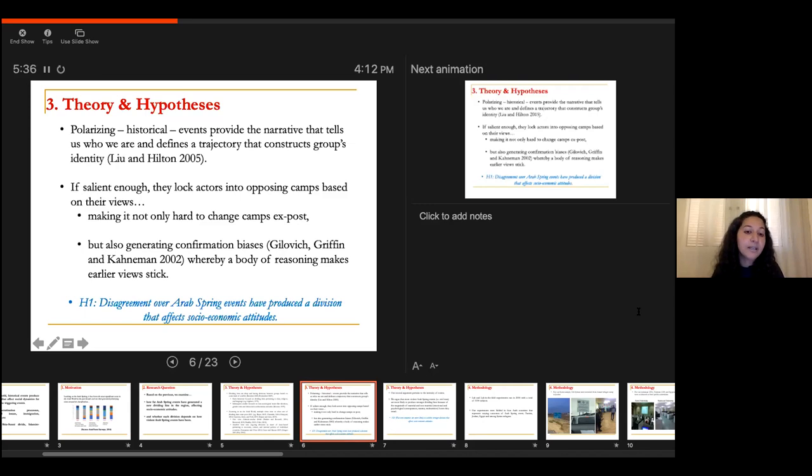This drives us to our first hypothesis, which is the following. Disagreement over Arab Spring events has produced a division that affects the socioeconomic attitudes of individuals of these Arab Spring countries.